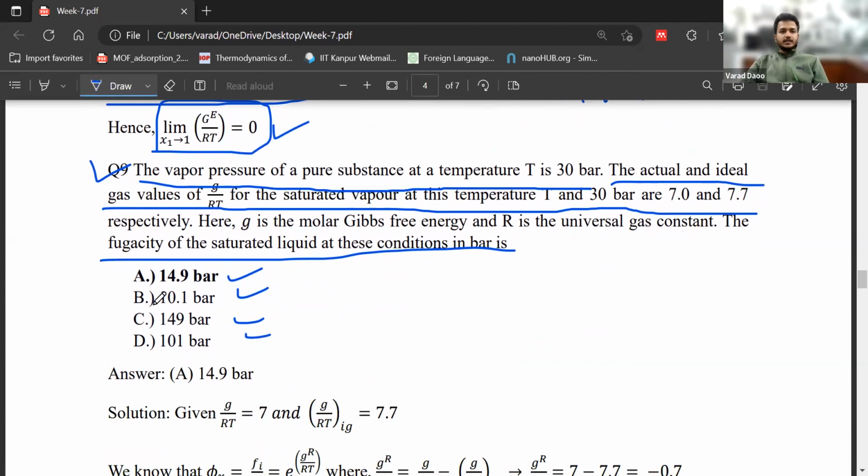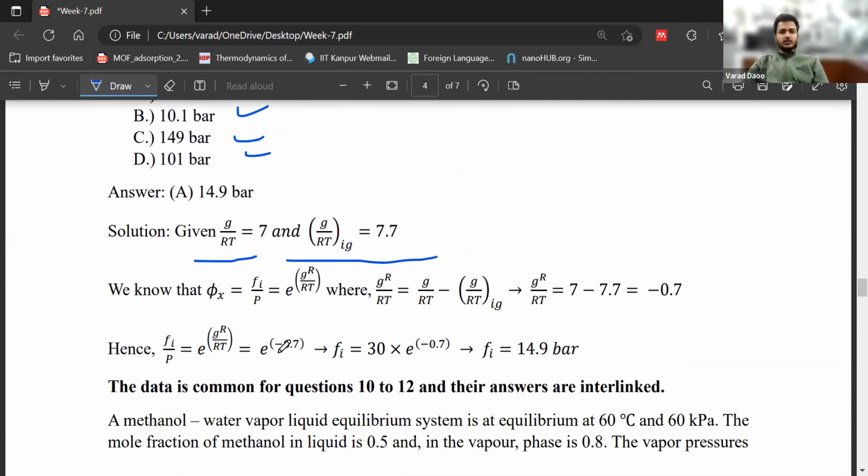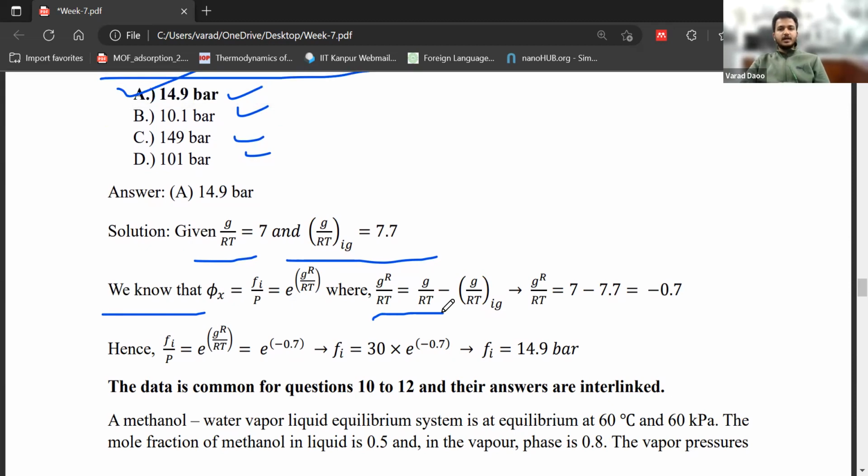Okay. The correct answer is option A, 14.9. So what we are given is G by RT is 7 and G by RT of the ideal gas is 7.5. So we know that phi is nothing but f by P, which is e to the power G^R by RT, where G^R by RT is equal to G by RT minus G by RT of the ideal gas, right? So using this, we get G^R by RT. The residual Gibbs energy divided by RT is nothing but minus 0.07.